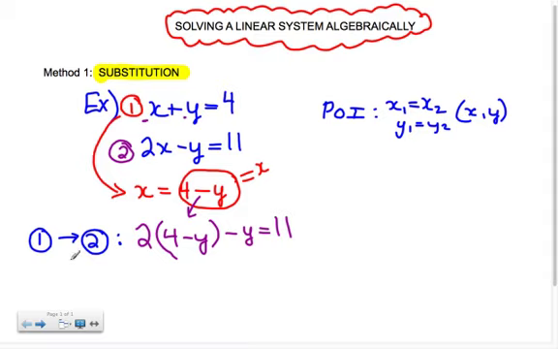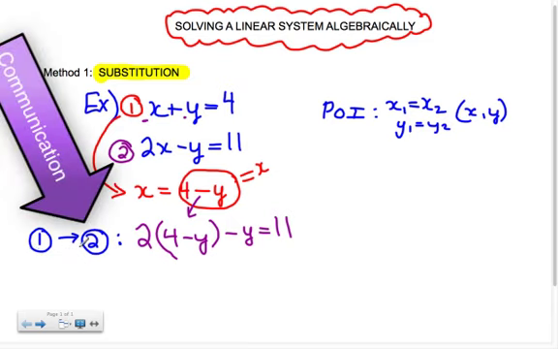Now this step right here, the 1 into 2, this is communication marks. And that's important to tell me what you're doing so you don't confuse that little monkey again.